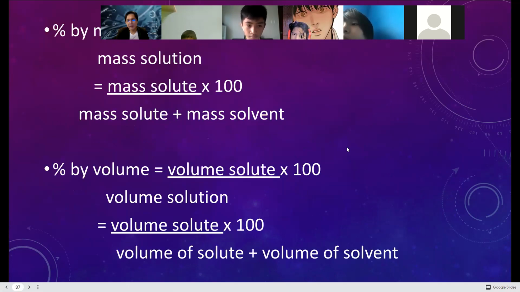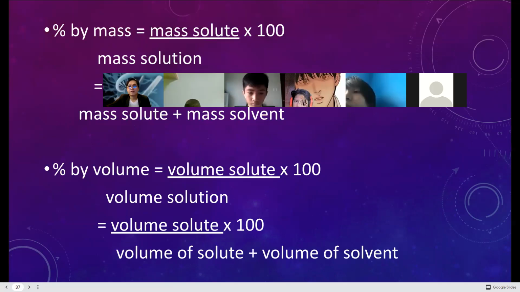Again, for the quantitative way, we have percentage by mass, which is the mass of the solute times 100 over the mass of the solution, or percentage by volume, that's the volume of the solute times 100 over the volume of the solution. And there you go. You can get the percentage by volume.